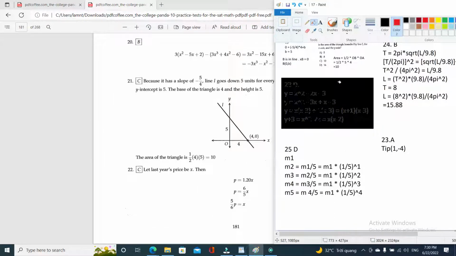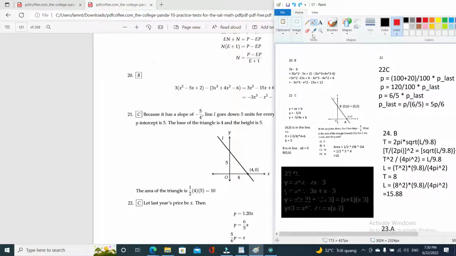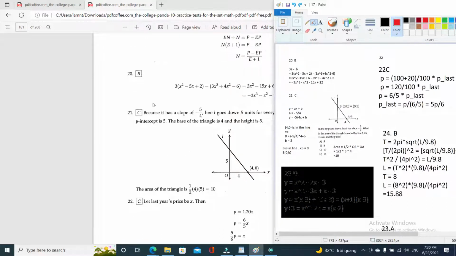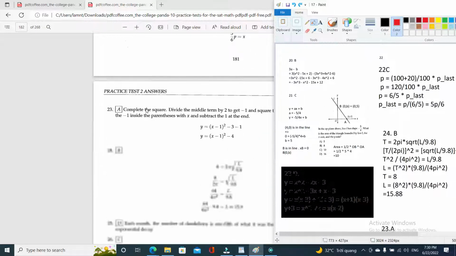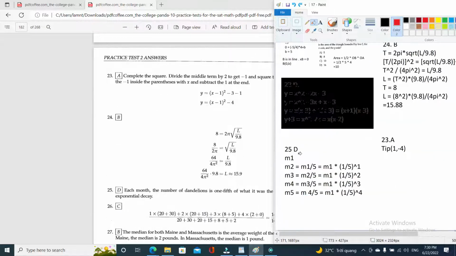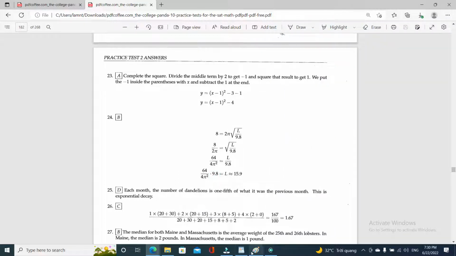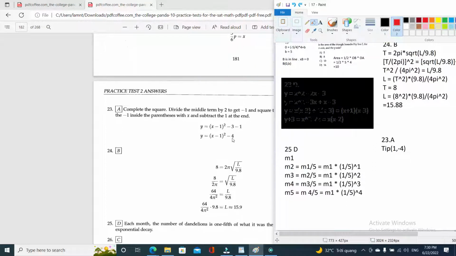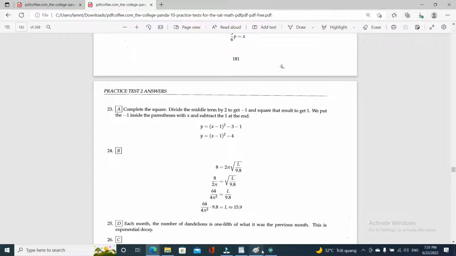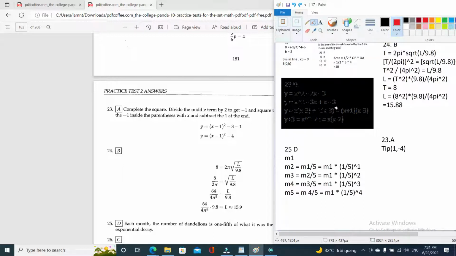Let's check it again. 20 is B, 21 is C, 22 is C here, 24 is B, and 25 is D. 25 is D here. So the exponential decay is D, and 23 is A, because we're talking about the tip. So I think that's enough for this section.